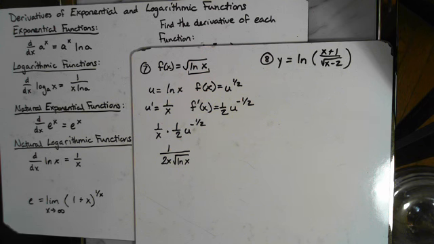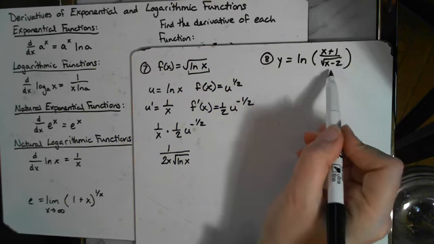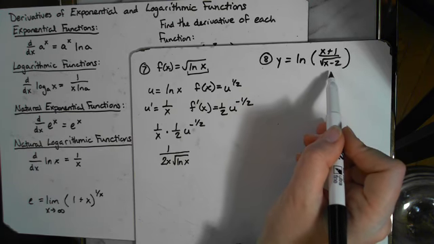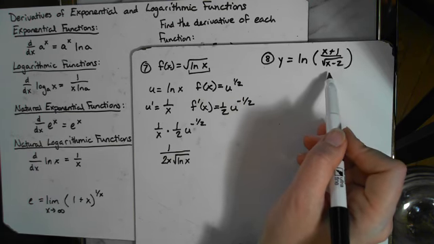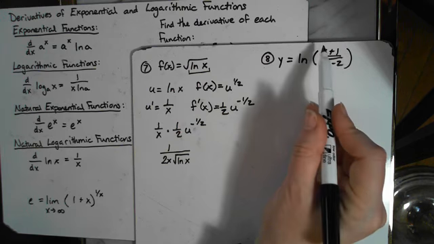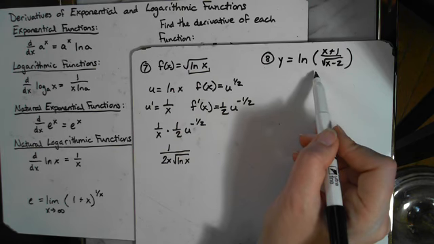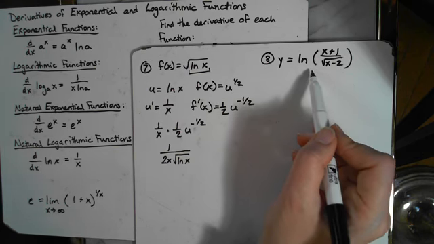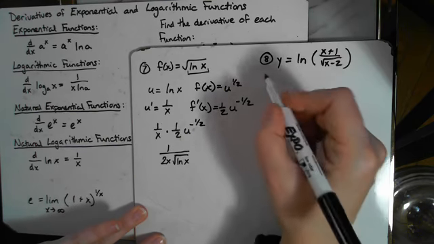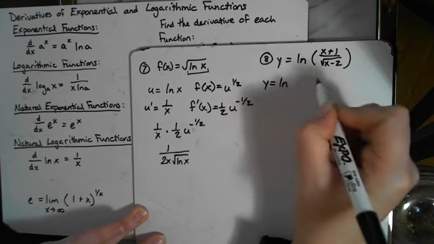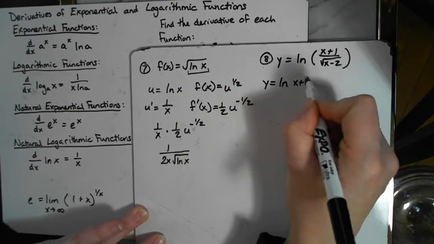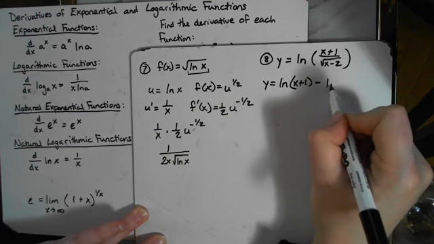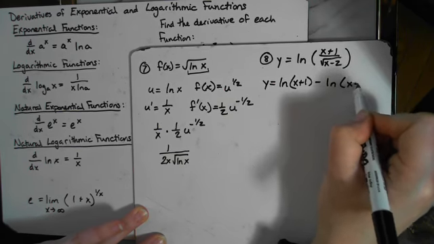Now for our last example, and this is the tricky one. In this one, they've done the natural log of a fraction. Now, if I really wanted to, I could use the quotient rule on this, but the quotient rule is kind of complicated, hard to remember. So what I'm going to do is try and simplify this using the laws of logarithms. The natural log of a quotient is really the natural log of the numerator minus the natural log of the denominator.